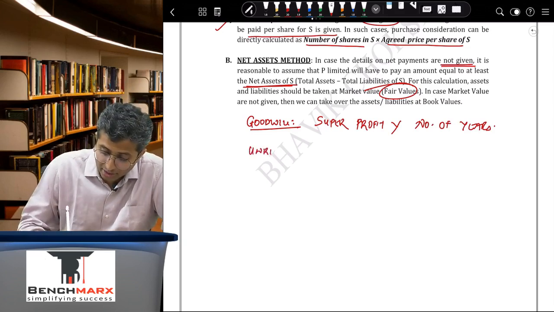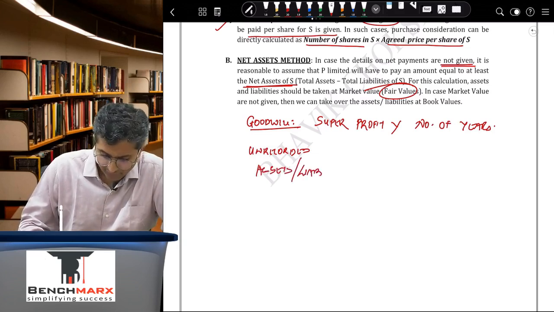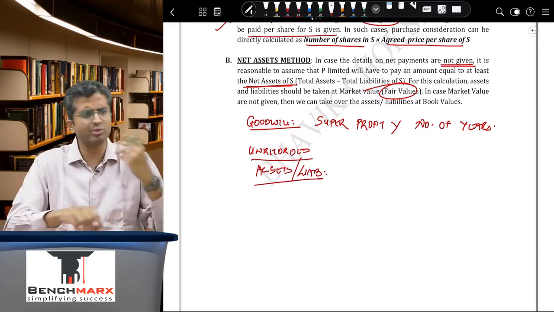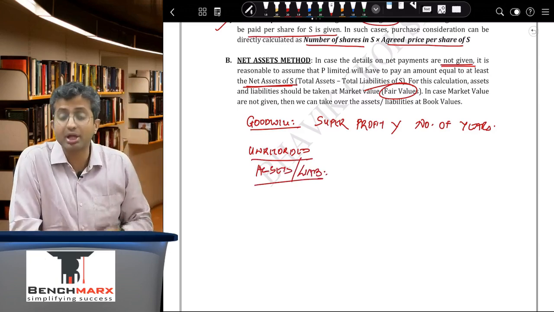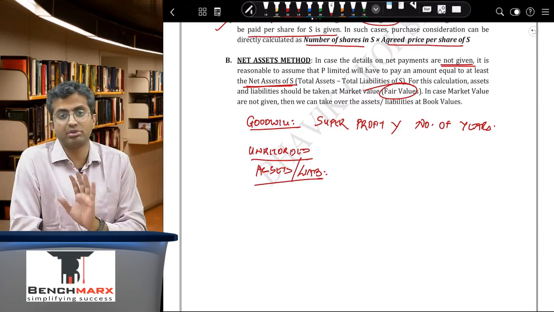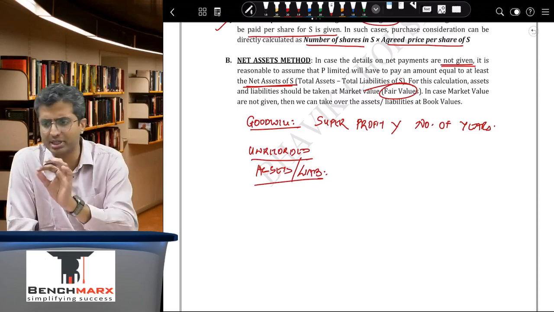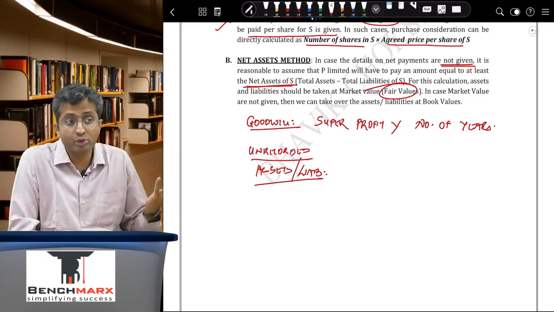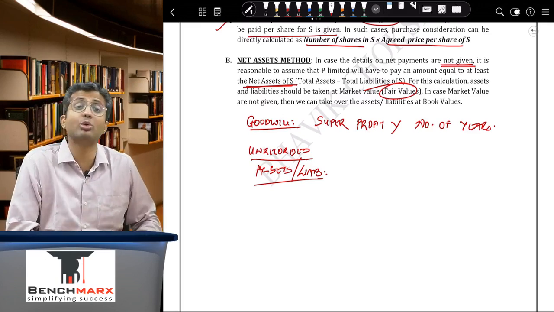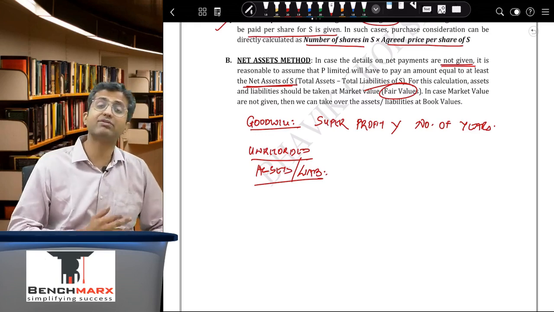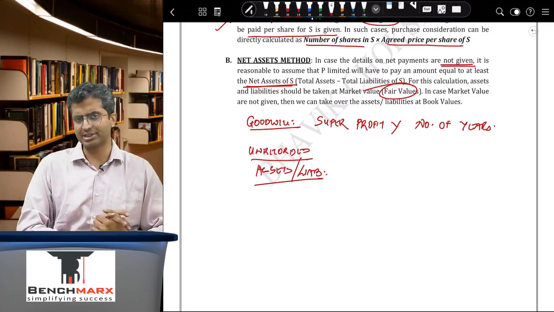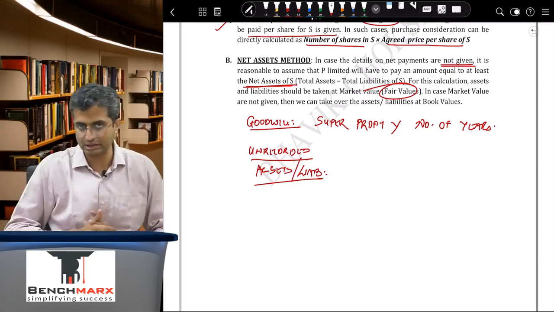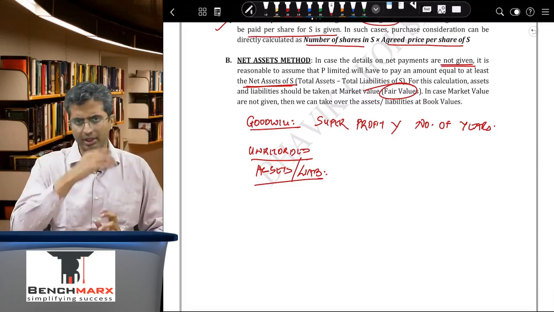Or there may be certain unrecorded assets or certain unrecorded liabilities which were not recorded by the selling company in its books because it thought that payment will not have to be made. However, on acquisition, like an ongoing lawsuit, the requirement is that if you want to do the acquisition, you will have to settle the lawsuit. Now you will have to make that payment. This is now a real liability, and as a result, if the question tells you that there are certain unrecorded assets and liabilities, they will also have to be considered while calculating the net assets.